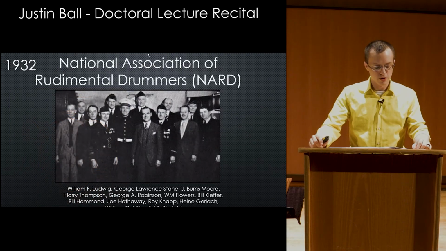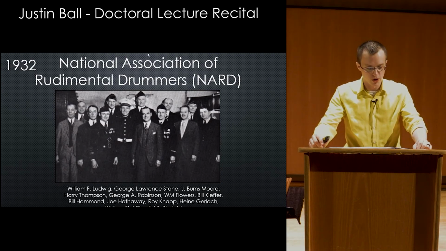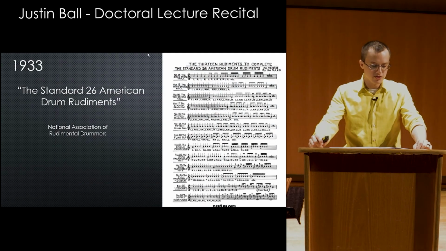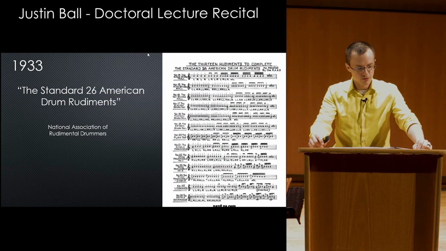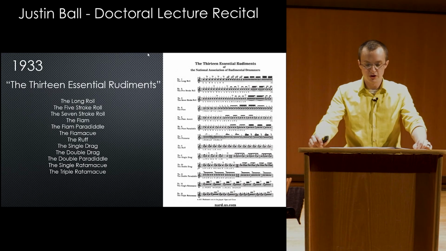So, in 1932, 13 of the most prominent and talented drummers in the United States, led by William F. Ludwig, gathered in Chicago to form the National Association of Rudimental Drummers. The initial goal of the NARD was to create an updated rudiment list that did not deviate from the well-established methods at the time. In 1933, the organization selected 26 rudiments, which would become the standard American rudiments. Additionally, they split the rudiments into two sections, selecting 13 that would serve as the audition requirement for NARD membership. These 13 became the 13 essential rudiments.